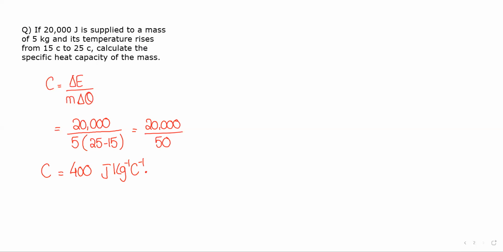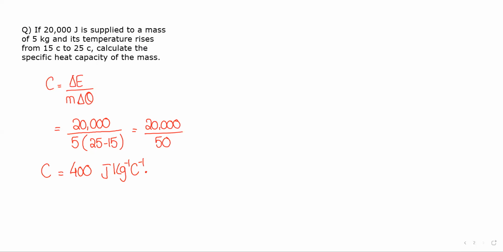So now we have another formula. Previously in this chapter, we didn't have any formula. In the previous chapter, we had one formula, P1V1 equals P2V2 for Boyle's law. And in this chapter, we have our first formula, which is related to specific heat capacity, right?